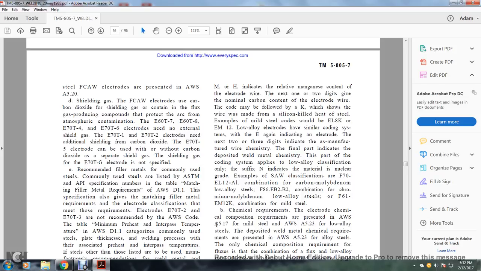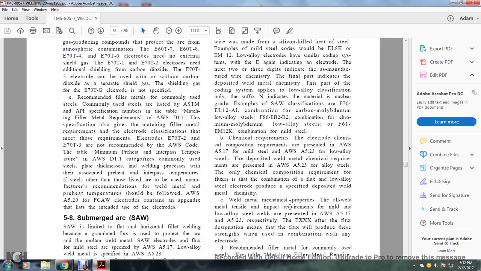The alloy electrodes have a similar coding system, with the E again indicating electrode. The next 2 or 3 digits indicate the manufactured wire chemistry, and the final part indicates the deposited weld metal chemistry. The code system applies to low alloy classification only, with the suffix N indicating the material is for nuclear grade. Examples of SAW classification: the F70, EL12A1 combination for carbon molybdenum low alloy steel; F86, EB2 B2 combination for chromium molybdenum low alloy steel; F61, EM12K combination for a mild steel.